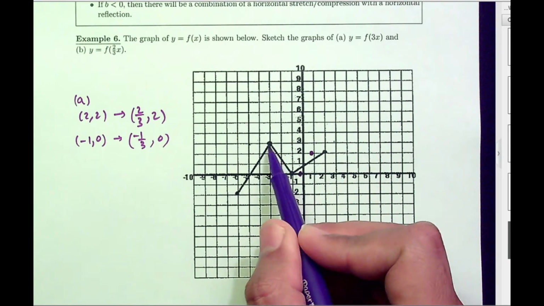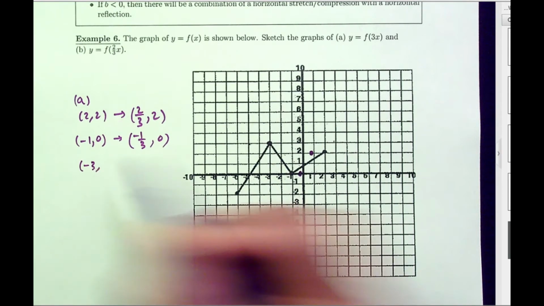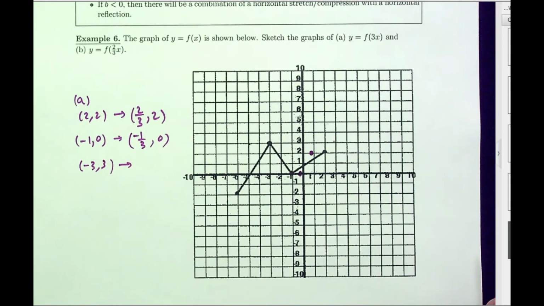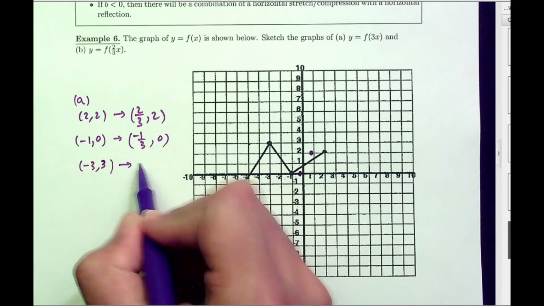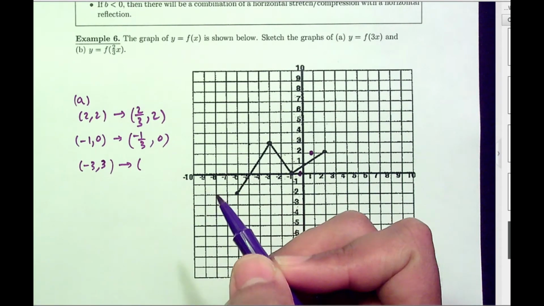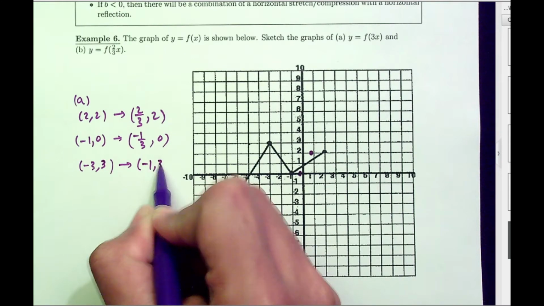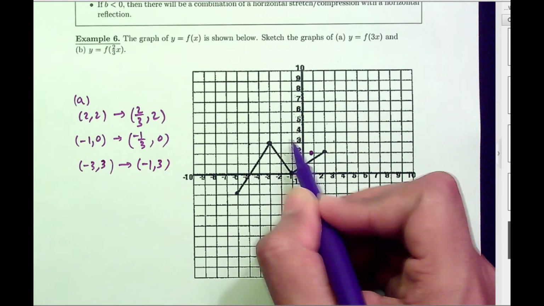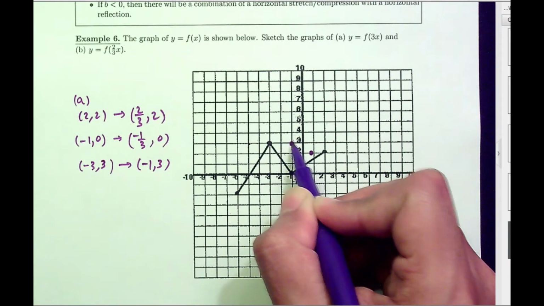Let's do it 2 more times. The coordinates of that one are -2, 3. So the new coordinates after you make the transformation are going to be, you take the x coordinate and divide it by 3. So this is going to be -1, 3. -1, 3 is right here. -1, 3.